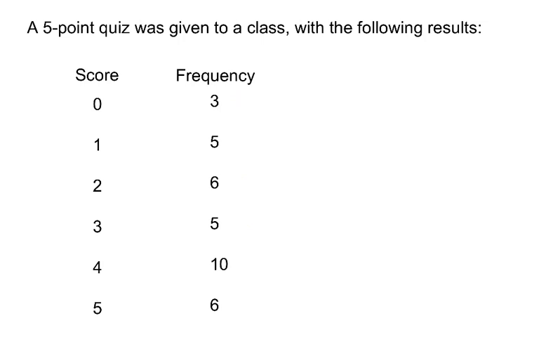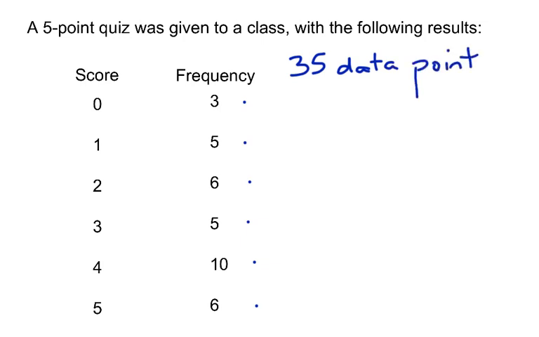A very important thing about frequency tables is that we don't have 1, 2, 3, 4, 5, 6 data points in this data set. So when we go to find the mean, we're not going to divide by 6. When we go to find the median, we're not looking at a data set with 6 data points. Instead, the number of data points that we've got here is actually the sum of all of these frequencies. So it's going to be 3 plus 5 plus 6 plus 5 plus 10 plus 6. In this data set, adding all those frequencies together, we actually have 35 data points altogether.